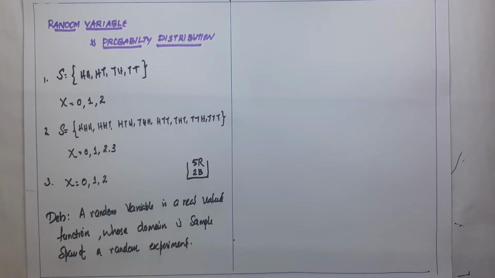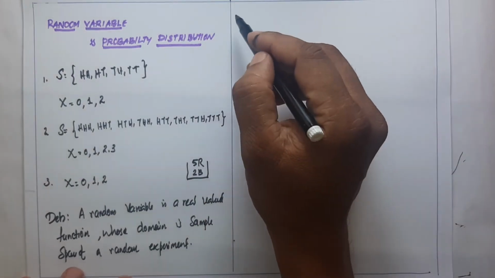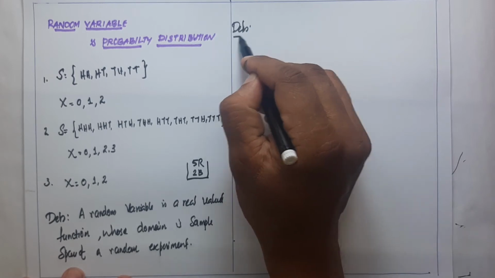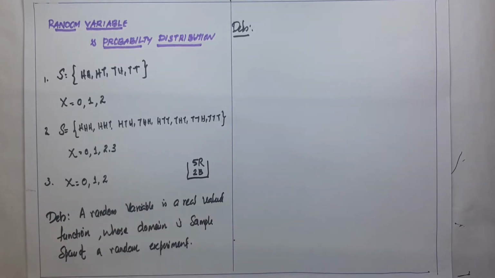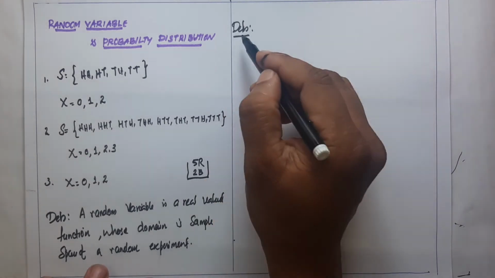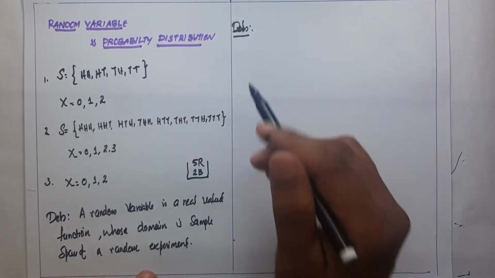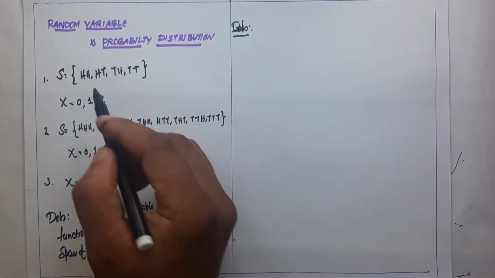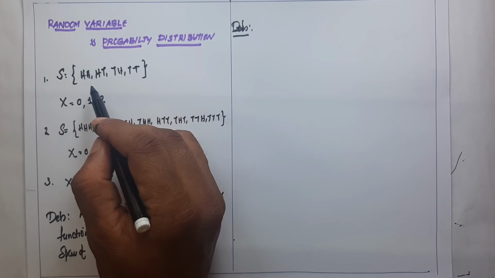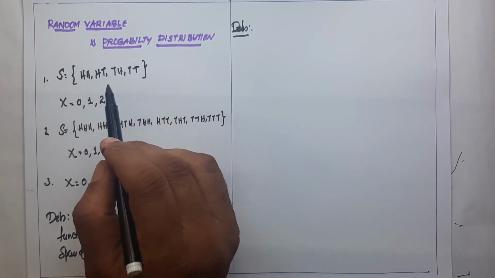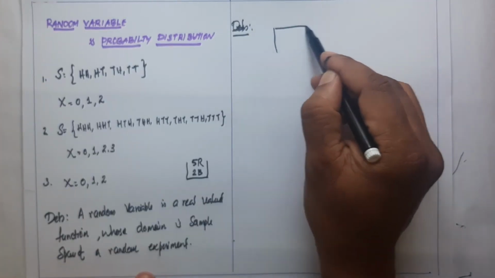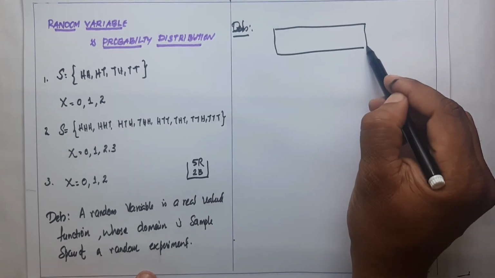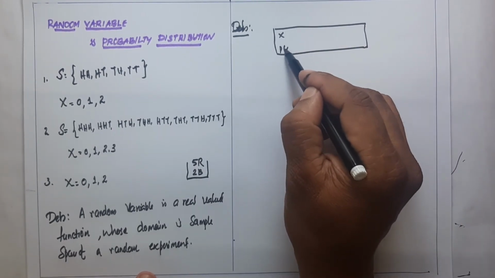Now let us define what a probability distribution is. Probability distribution means the probabilities corresponding to the random variable X. The probabilities corresponding to the random variable X are called the probability distribution. For example, when a coin is tossed 2 times, the possible outcomes are already known. Here the numbers of heads are 0, 1, 2. Now we form a probability distribution corresponding to the number of heads, with X and P of X.